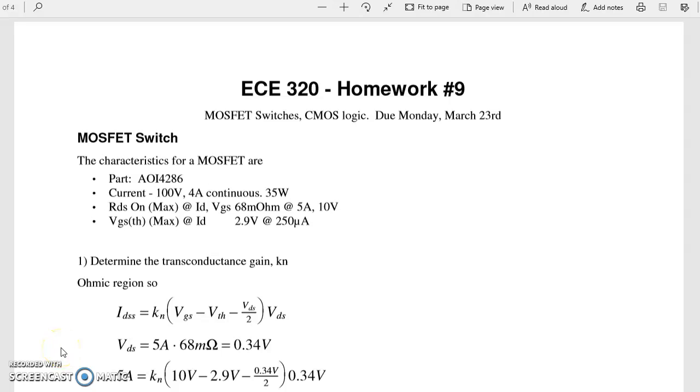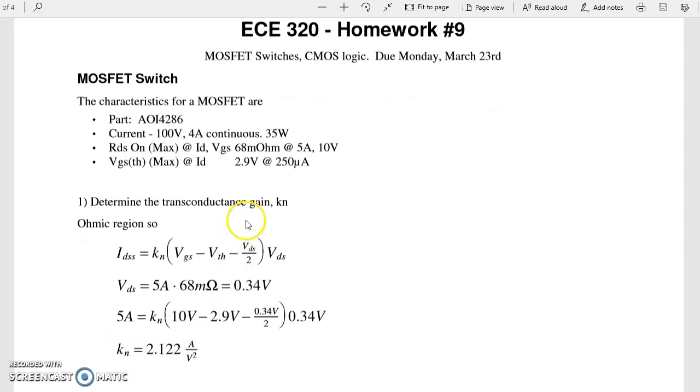Solutions to ECE 320 homework set number 9. The first problem, you're given the specs for a MOSFET. The one we really care about is right here. The resistance is 68 milliohms when you have 5 amps flowing, that's IDS, at 10 volts VGS.